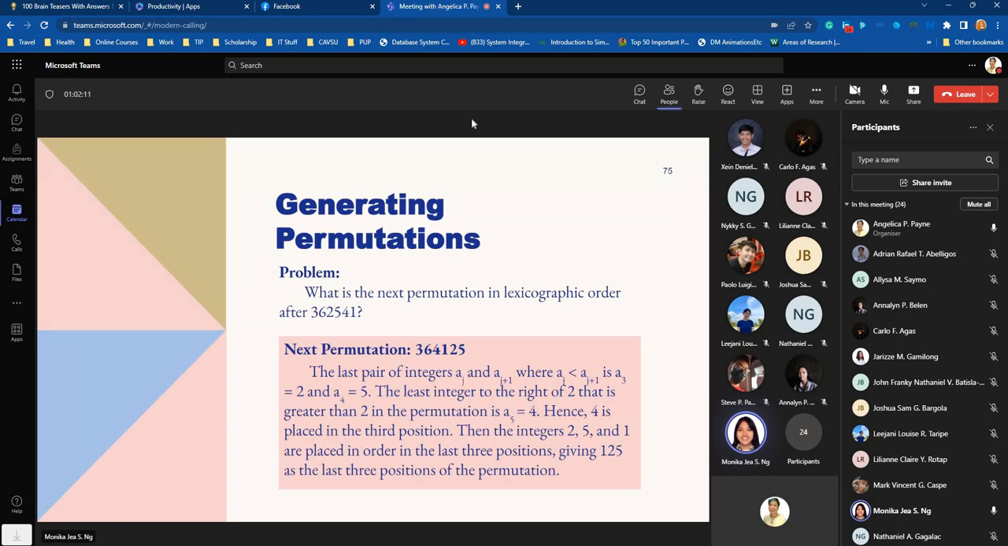So the 4 would replace 6, and then from 5, 2, and 1, the least number would be 1, then followed by 2, then number 5. So the next permutation is 3, 6, 4, 1, 2, 5.